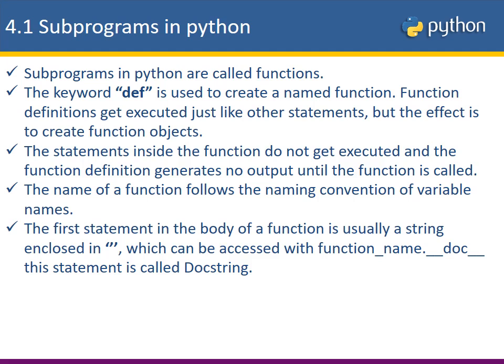And the name of a function follows the naming convention of a variable name. The first statement in the body of a function is usually a string enclosed in a triple quote, like the one indicated here. The body of a function is usually excluded, that is, it is a block of code, always enclosed in triple quotes, which can be accessed with the function name.__doc__, and the statement is called a docstring.